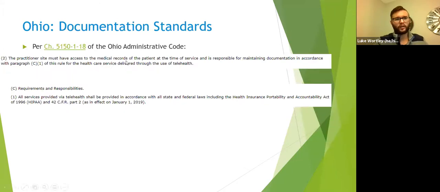So, documentation standards for Ohio. Chapter 5150, section 118 of the administrative code. I've got a screen grab of C1 and C2 here. That basically all services provided via telehealth shall be provided in accordance with all state and federal laws, including the Health Insurance Portability and Accountability Act, or HIPAA. So basically, it just has to be part of their medical records, has to be kept at the distant and originating sites. That's all I could find for Ohio in terms of their administrative code. But again, I would refer you to the minimum standards of care in terms of creating a medical record.